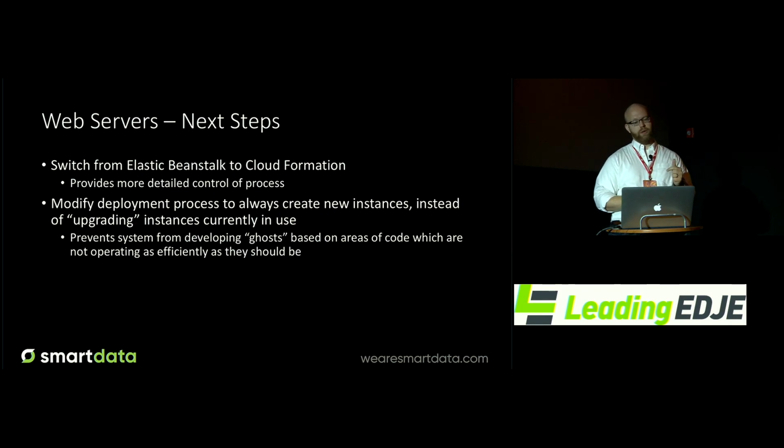We also want to, as a stopgap, before we can go to CloudFormation, make a change to the deployment process in Elastic Beanstalk. Right now, when we deploy new code, it installs on top of the existing server. So the standard rolling deployments will take a server out of the production pool, install the code, test it to make sure it's good, and put it back in.